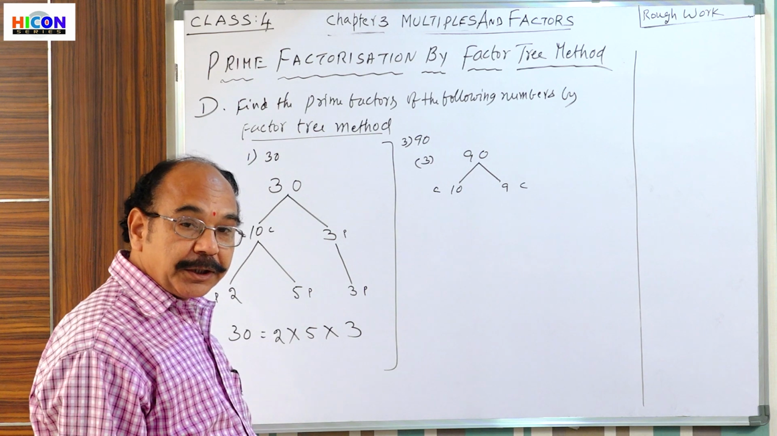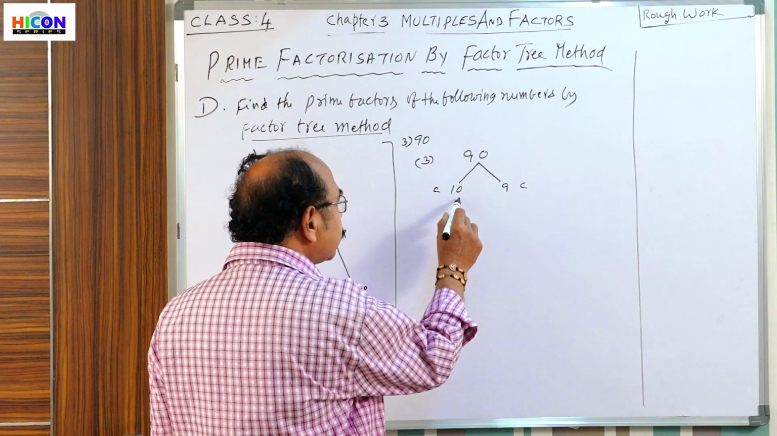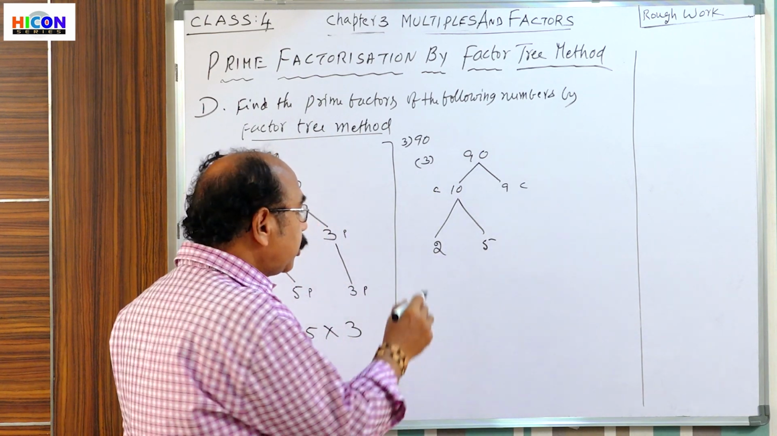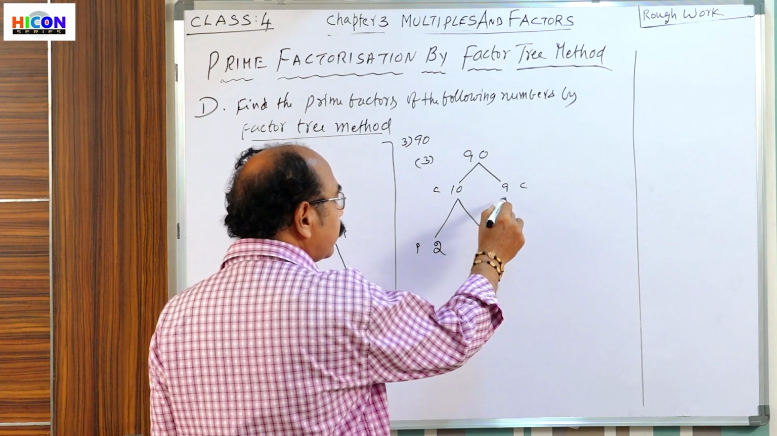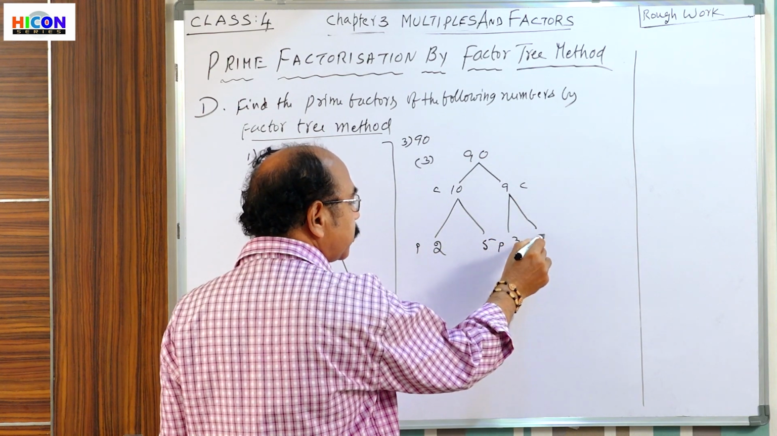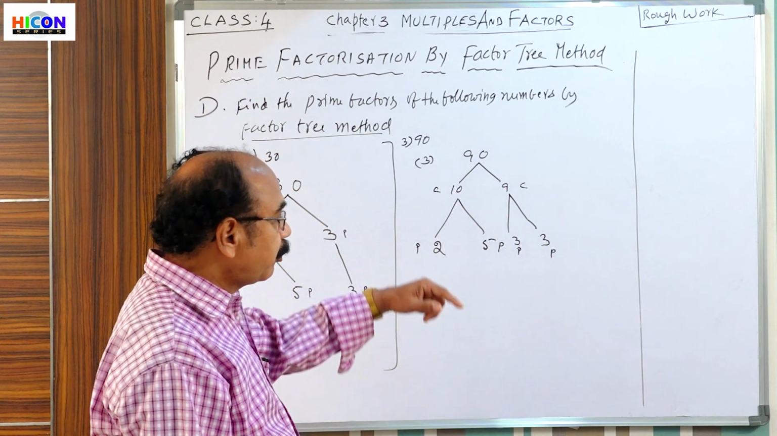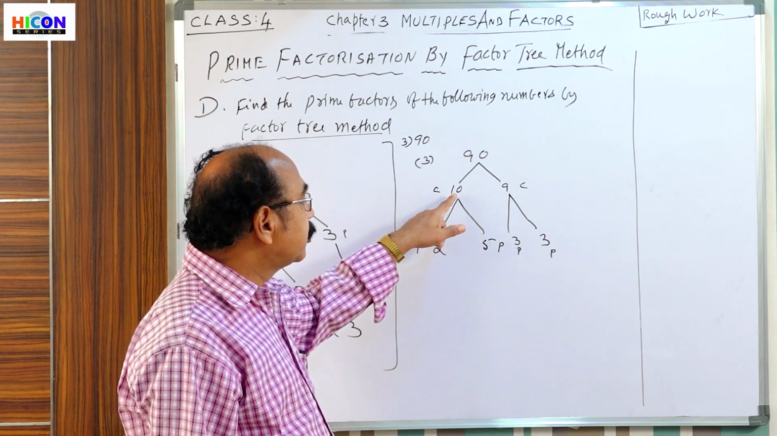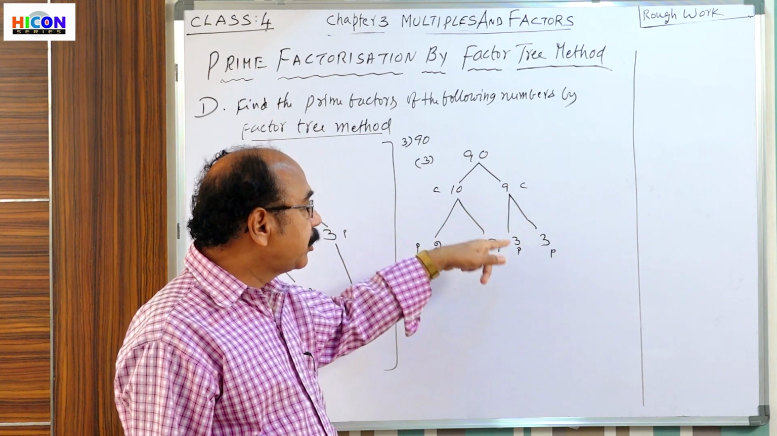With primes, you see, in 10, which table gives 2 fives are 10? So 10 can be broken as 2 into 5. 2 is prime, 5 is prime. Now take 9. This 9 can be broken as 3 threes are 9. This is prime, this is also prime. P stands for prime, C means composite. I wrote these for your identification. 10 is written as 2 into 5, and 9 is written as 3 into 3.